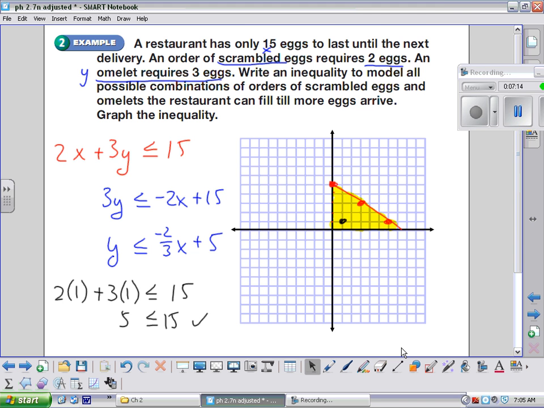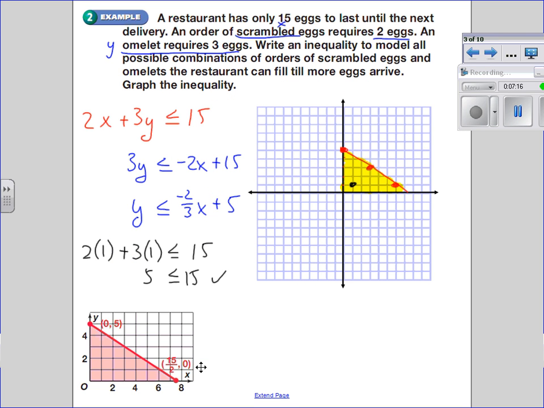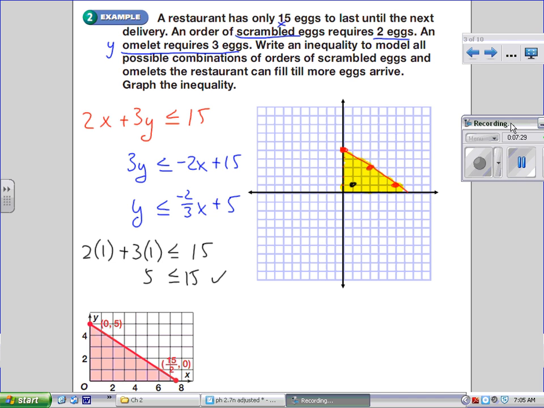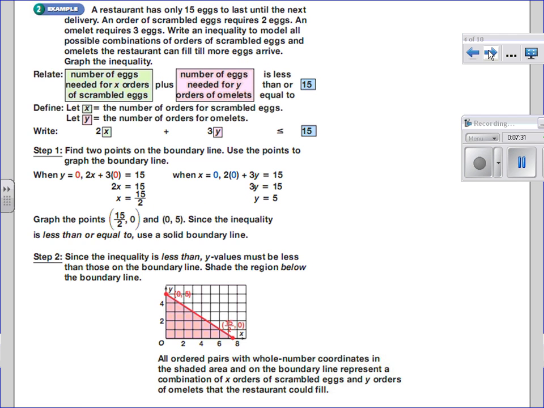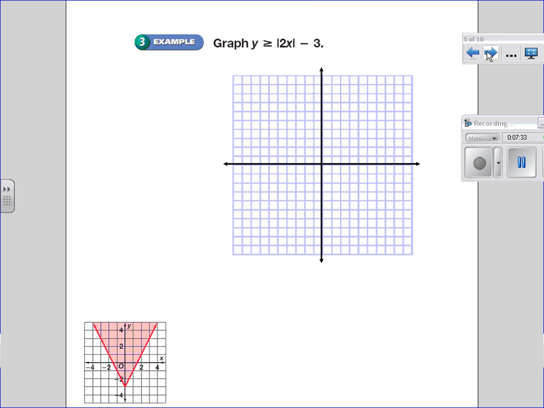Just for a quick look, this is the pretty picture they used. When the book did this, they used the 15 halves because they did the cover-up method to find the intercepts and graphed it that way.